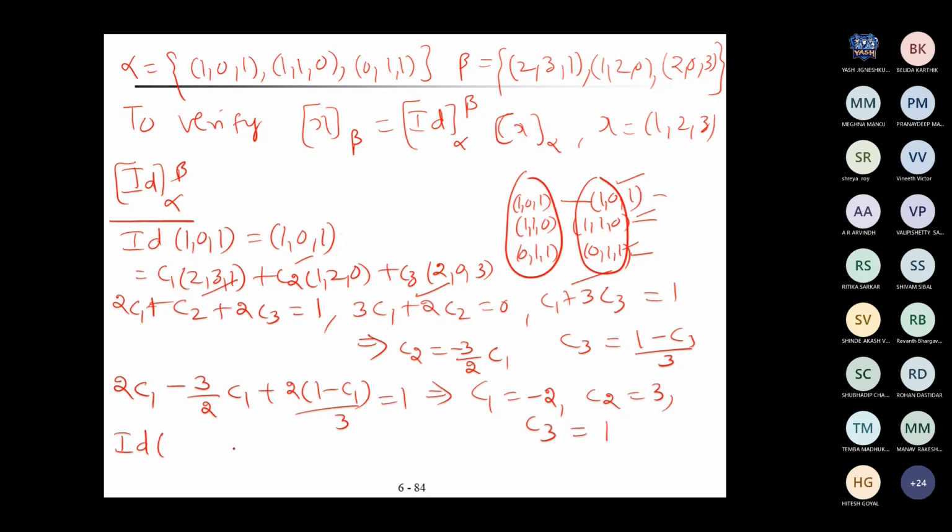So next, ID of 110. What is ID of 110? It is 110. Try to write this as a linear combination of beta: C1 into 231 plus C2 into 120 plus C3 into 203. Can you please solve this and say C1, C2, C3? Take 1 or 2 minutes and do it. When you substitute C1, C2, C3, this equation should be satisfied. So please ensure that and then see.